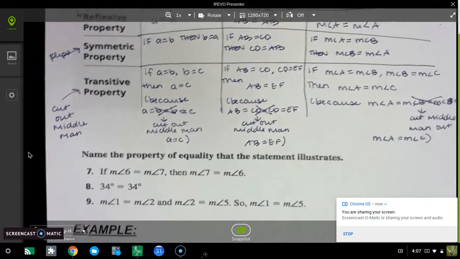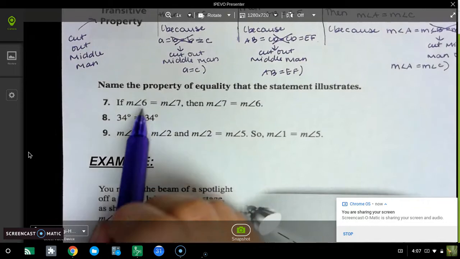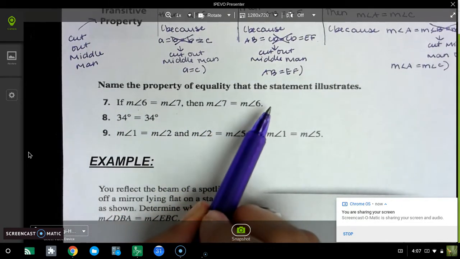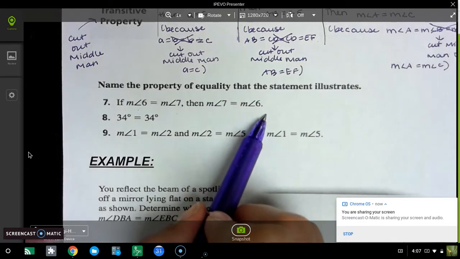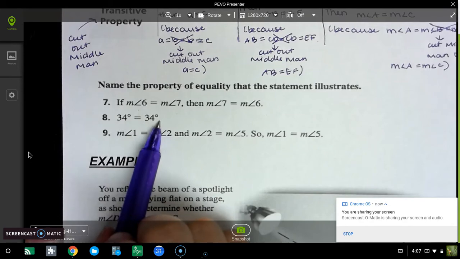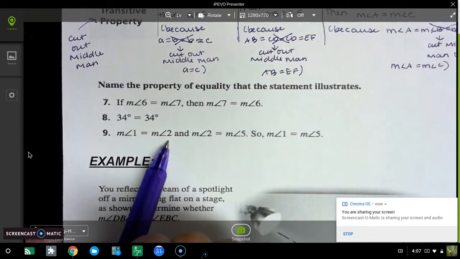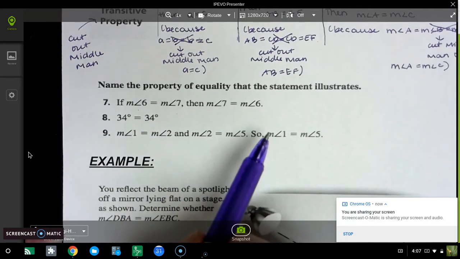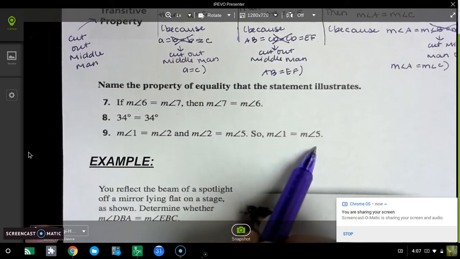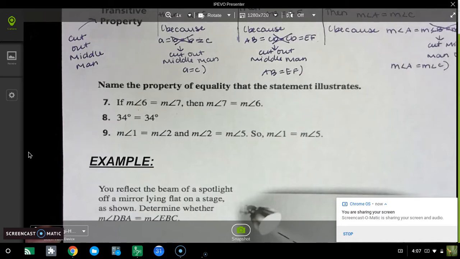So let's name the property of equality that the statement illustrates. If measure of angle 6 is equal to measure of angle 7, then measure of angle 7 is equal to measure of angle 6. What property is this guy? And if 34 degrees equals 34 degrees, what property is this one? And if measure of angle 1 is equal to measure of angle 2, and measure of angle 2 is equal to measure of angle 5, so measure of angle 1 equals measure of angle 5, what property is that one? I'm going to give you some time to answer those questions.